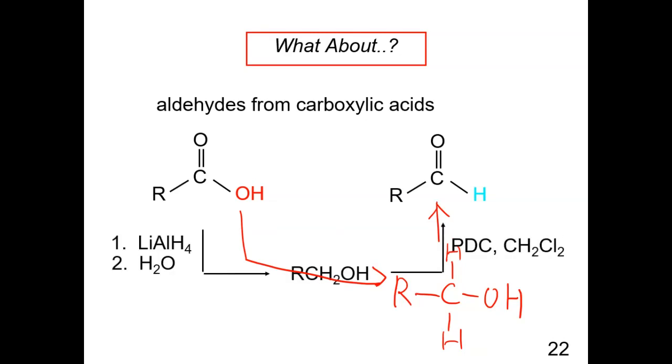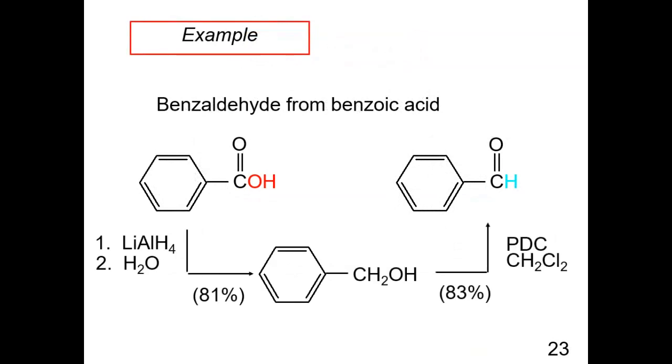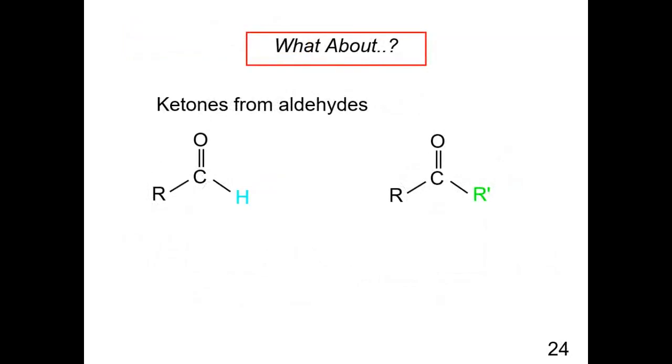First, carboxylic acid to alcohol: only one method, no others, lithium aluminum hydride. First treat with lithium aluminum hydride in THF or diethyl ether, then use water to work up the mixture, and you get a primary alcohol. Then using PDC or PCC in dichloromethane will work. Here's a real world example: you can do the two-step reaction to convert benzoic acid to benzaldehyde.